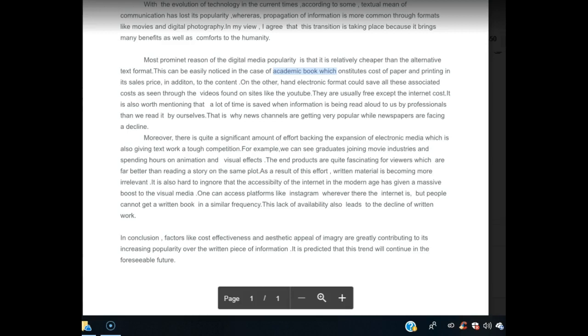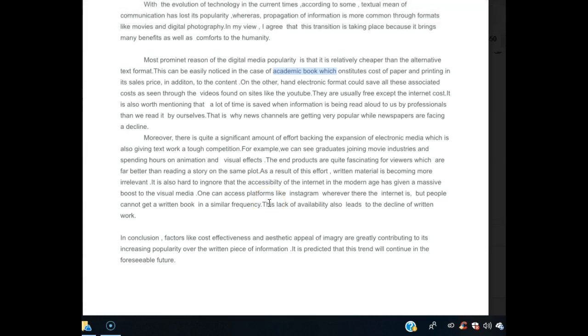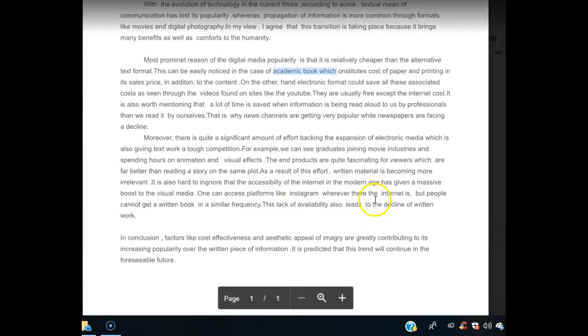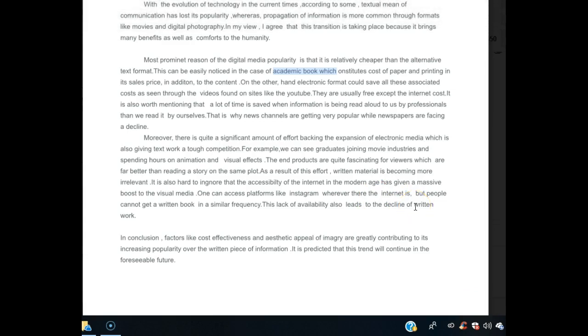It is also hard to ignore, careful with your spelling, that the accessibility of the internet in the modern age has given a massive boost to visual media, without the "the". One can access platforms like Instagram wherever the internet is, or how about wherever there is internet? That's even better. But people cannot get a written book in a similar frequency. Not accurate. So people cannot get a written book with the same ease. I think that's what you mean here. This lack of availability also leads to the decline of written work.